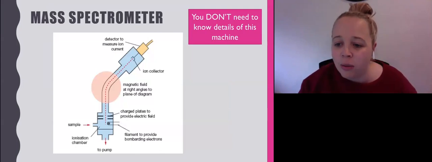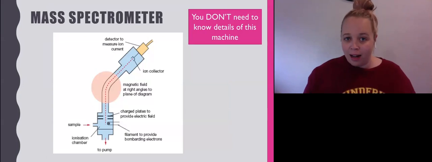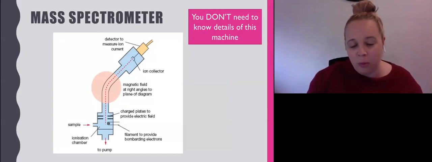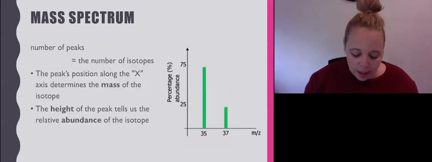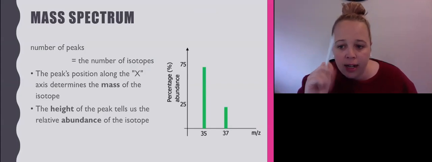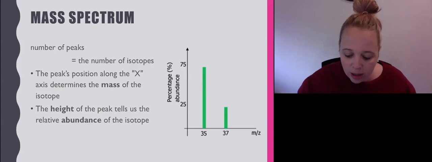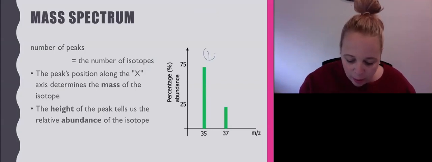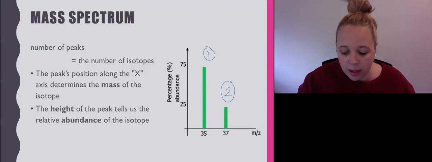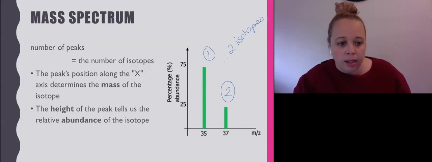This is the machine that we use to get those numbers. Then once we've got those numbers, they come out not like a lovely table, but they come out like a graph. And this is how it comes out. This is called a mass spectrum. And a mass spectrum shows us that the number of peaks will indicate how many different isotopes. So in this example here, I can see I have one peak, I have two peaks, therefore there are two isotopes present, okay, in this sample.